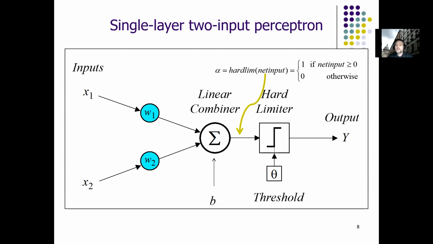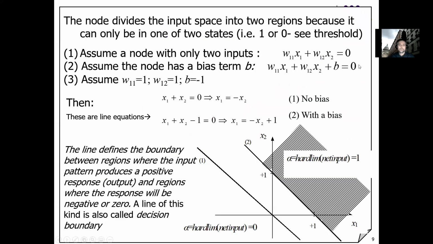If there is a threshold which is different from 0, then you have to change this parameter here. So instead of 0, you have the value of the threshold. And the net input, the total input to the node, should be bigger or equal to that threshold. Depending on whether we are going to use a bias or not, the node is going to divide the space into two regions.